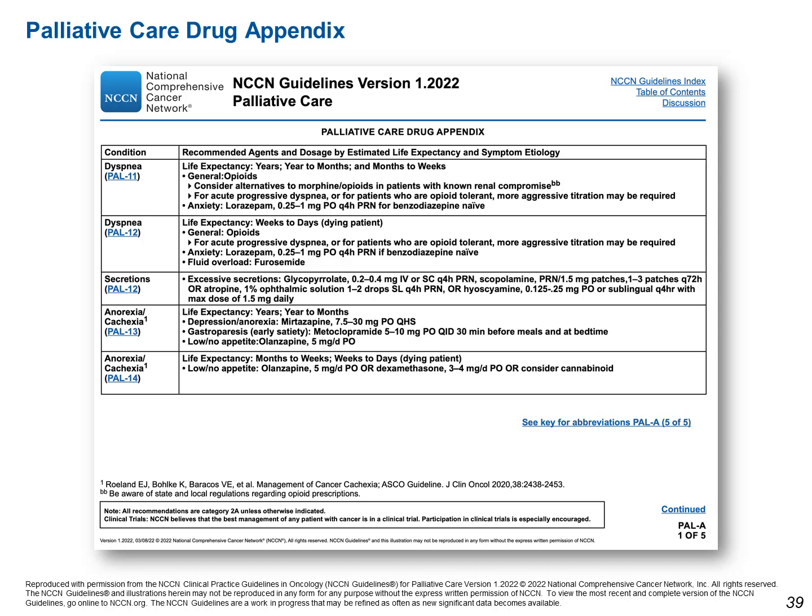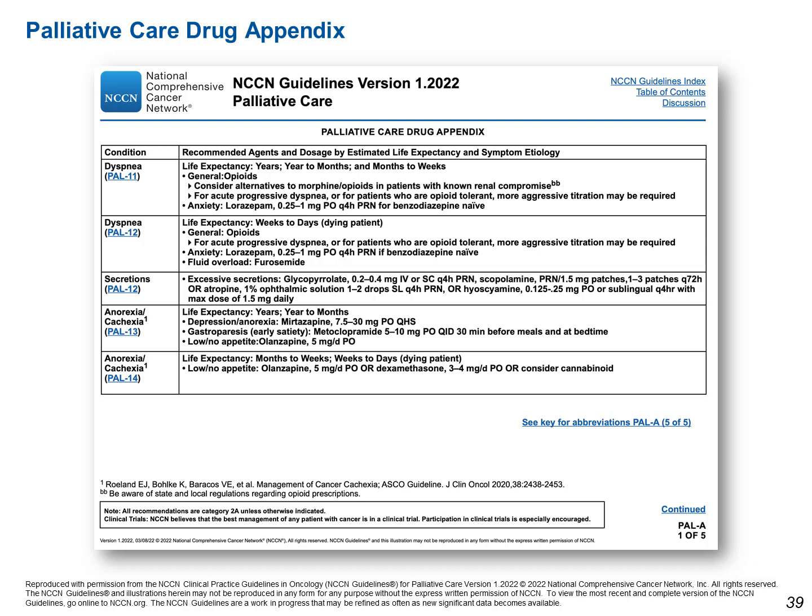If they have fluid overload, dyspnea can be relieved by furosemide. If they have excess secretions, glycopyrrolate IV or subcutaneous every 4 hours PRN, or it's easier to use a scopolamine patch, 1.5 milligrams, 1 to 3 patches every 72 hours, or atropine ophthalmic solution, 1 to 2 drops every 4 hours PRN, or sublingual hyoscyamine is a good choice as well.